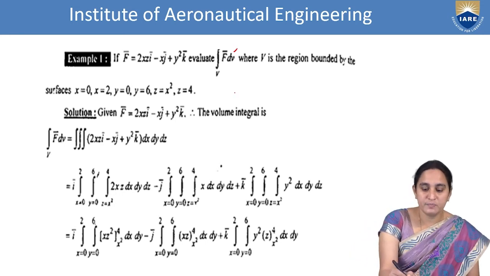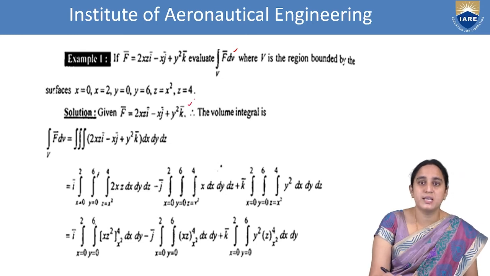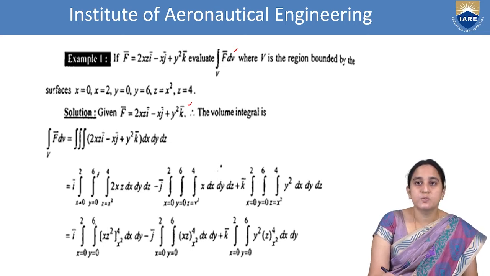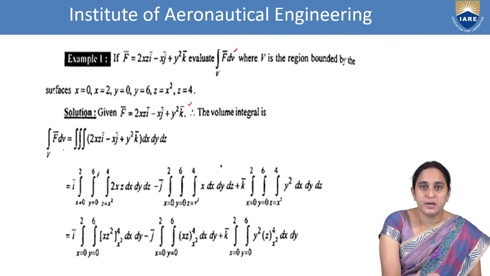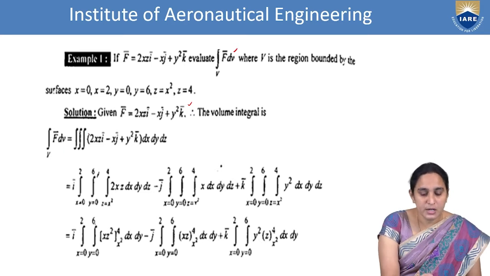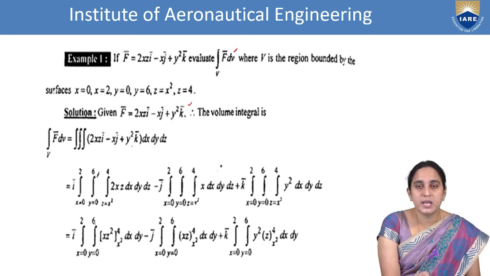What is f bar? Given in the question, the vector point function is 2xz i bar minus x j bar plus y square k bar. The volume integral formula is integral over V of f bar dv. Now I am substituting each and every term in the given formula. That is, f bar is the given function, 2xz i bar minus x j bar plus y square k bar, into dx dy dz.